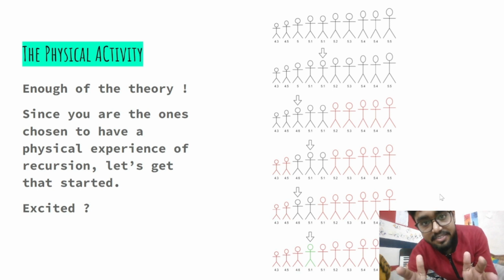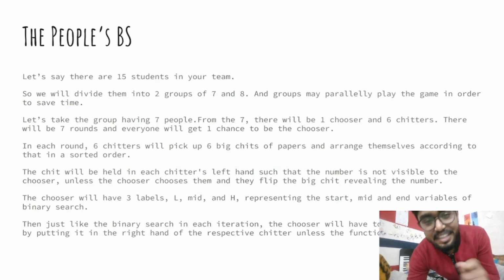Alright, the physical activity. Enough of the theory. Since you are the ones chosen to have a physical experience of recursion, let's get started with it. Excited? I hope. Again. Alright, the people's BS, binary search. I thought of the name jitters and choosers before this, but then I was like, nah, I can do worse.